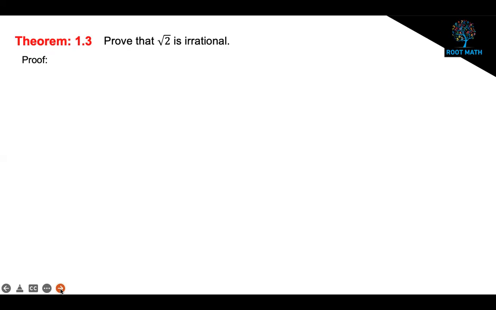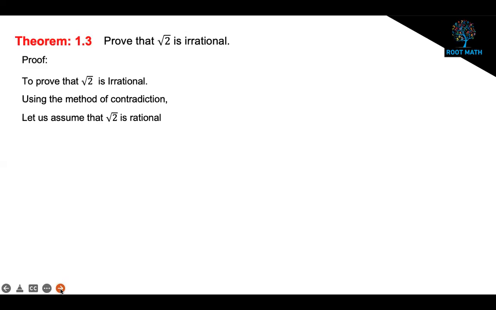Then finally, according to the result of our assumption, the result may go wrong. So from there we will say our assumption is wrong, so root 2 is irrational. Like that we are going to prove using the contradiction method. So first, let us take root 2 as rational. When a number is rational, it can be written in the form a by b. So root 2 is a by b.